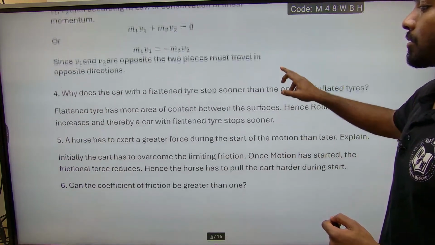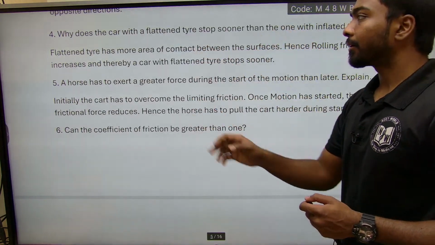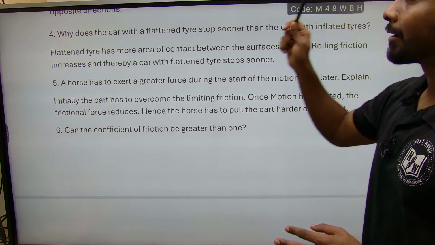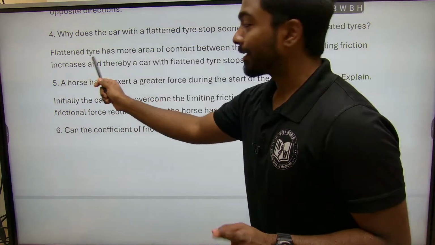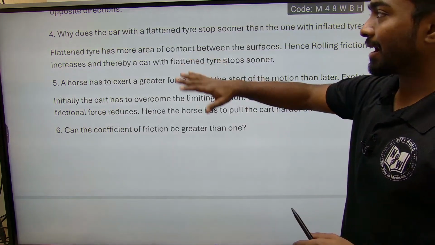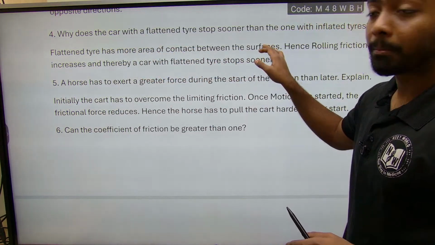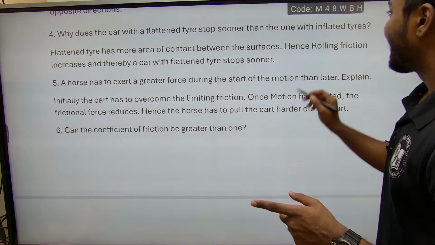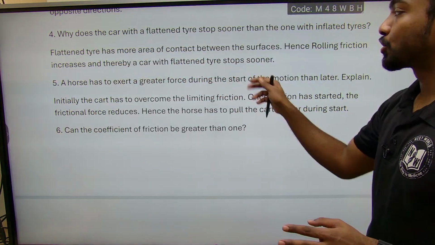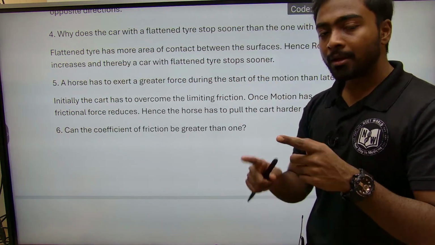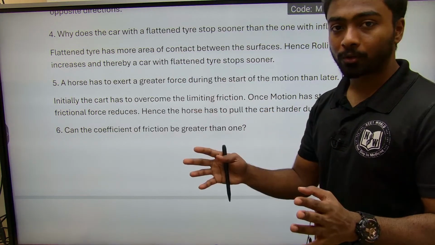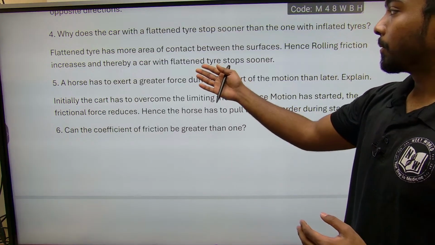So the next question is, why does the car with a flattened tire stop sooner than the one with inflated tires? A flattened tire has more area of contact with the surface. When a flattened tire is there, the area of contact between the surface and the tire will be more. Hence rolling friction increases, and thereby a car with a flattened tire stops sooner, because of only one reason: the area of contact between the surface and the tire is more. That's why it stops sooner.